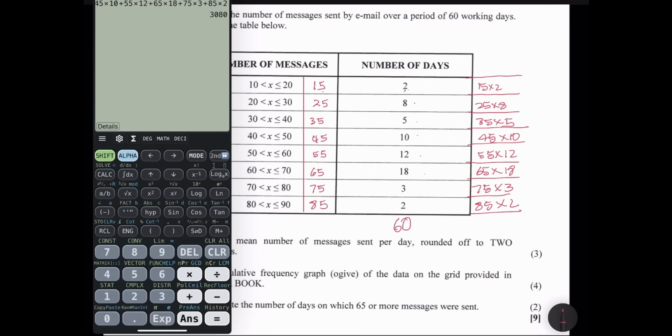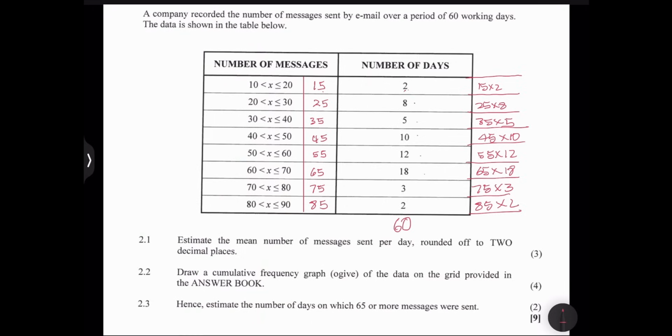So I'm going to take that value, that's my product. Remember, to calculate the mean, it's going to be the sum of our frequency multiplied by the midpoint of each interval, divided by the cumulative frequency, the total number there. In that case, that would be 60.